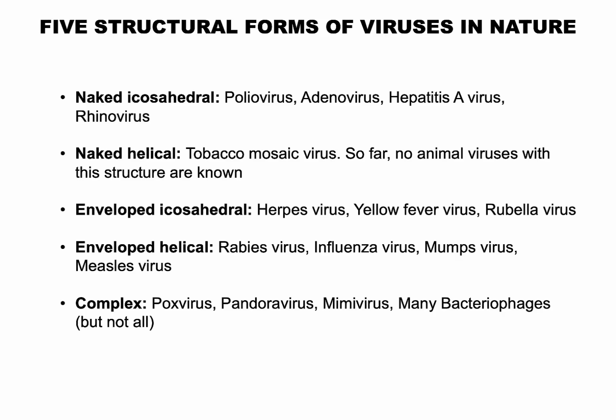This slide shows the 5 structural forms of viruses in nature. They are naked icosahedral, for example poliovirus, adenovirus, hepatitis A, rhinovirus; and naked helical, for example tobacco mosaic virus. So far, no animal viruses of this structure are known. Then the enveloped icosahedral, for example herpes virus, yellow fever, rubella. Enveloped helical: rabies, influenza, mumps, measles virus.